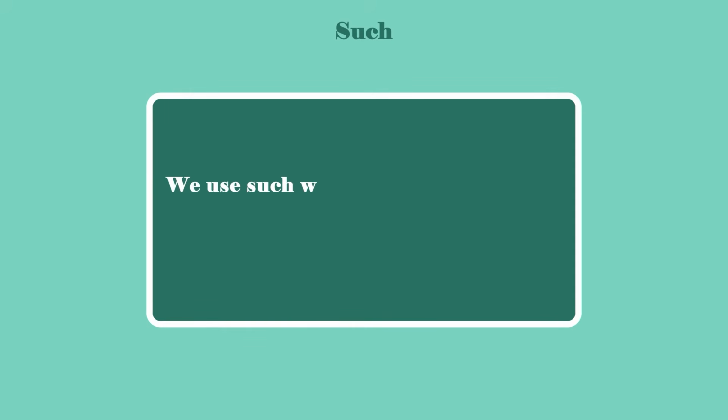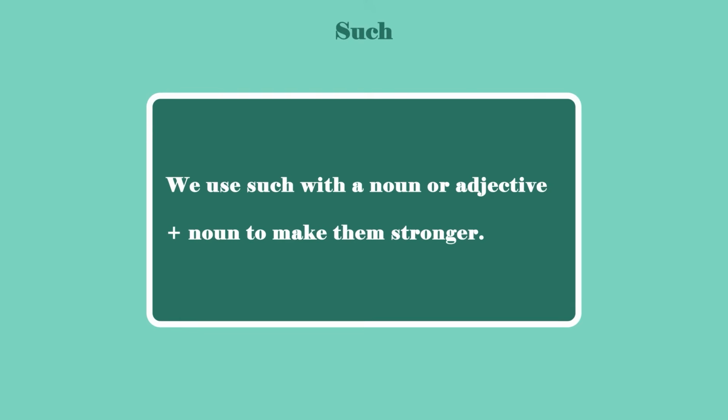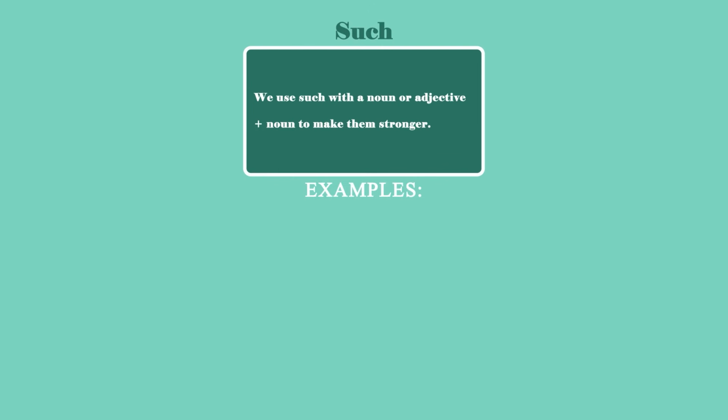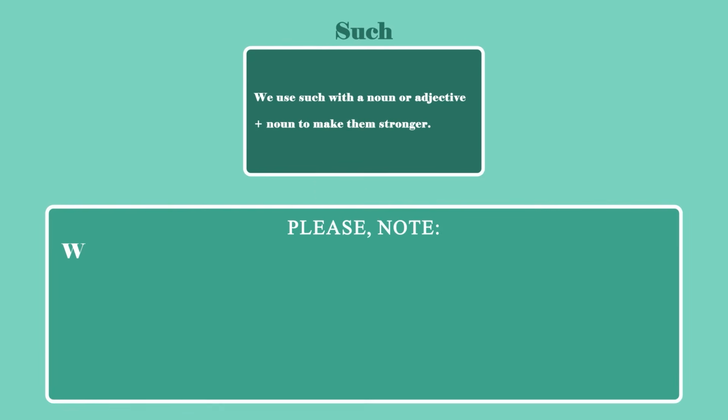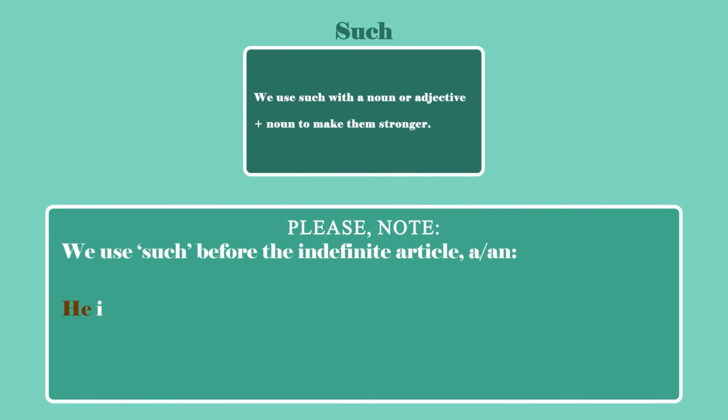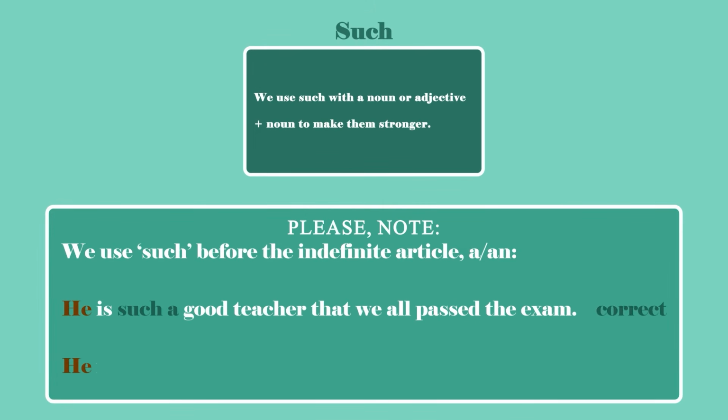Such. Now let's try to understand the word such. We use such with a noun or adjective plus noun to make them stronger. For example, you're such an angel. You're such a nice girl. Please note, we use such before the indefinite article, a/an. Look at the example. He is such a good teacher that we all passed the exam. This is correct.